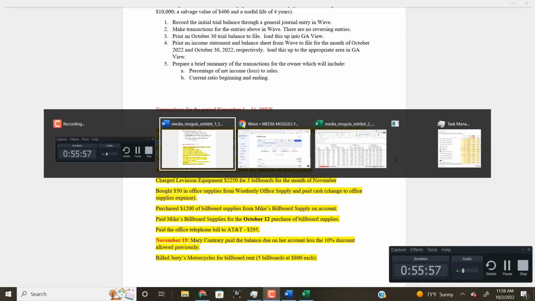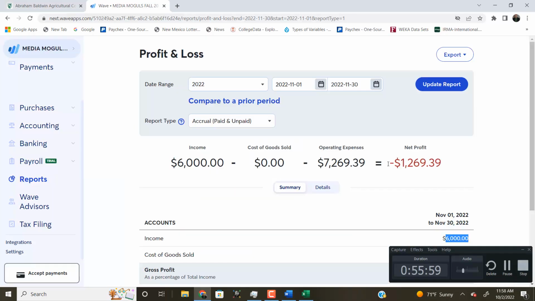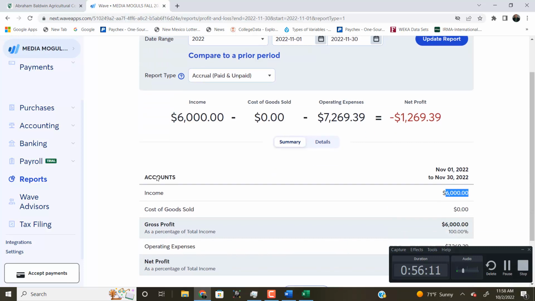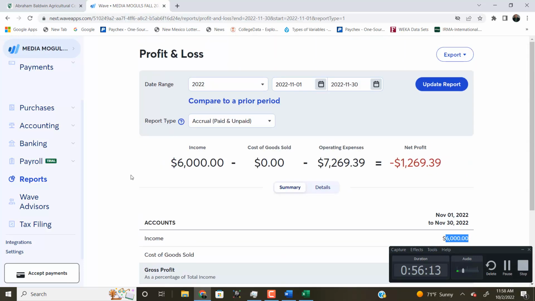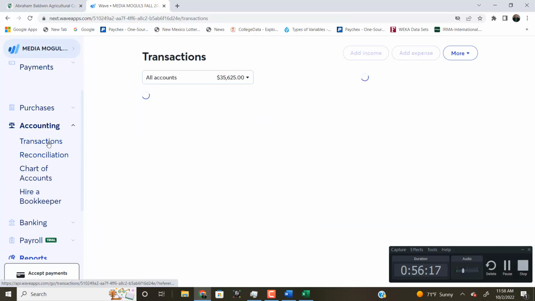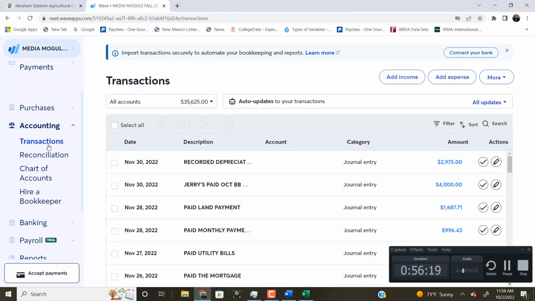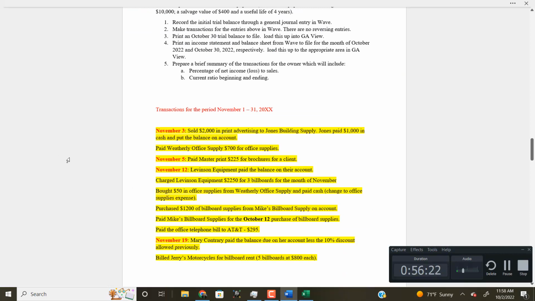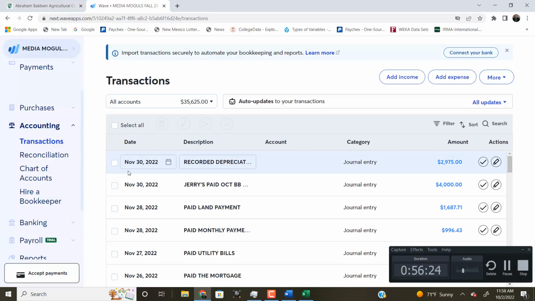Okay, well, that was easy enough. I knew that it has to be 8250 for the revenue. What I did was, remember, I didn't write them off one at a time, and I missed one. The one that I missed was Levinson's billboard, 3 billboards at 2250. So I have to go back to accounting and back to transactions. This happened on the 12th. I don't know how I missed it, but I missed it.